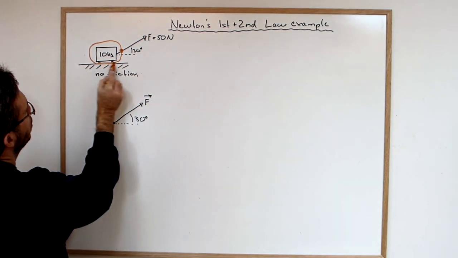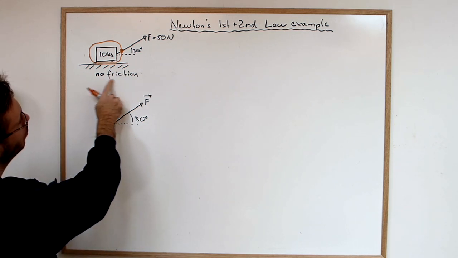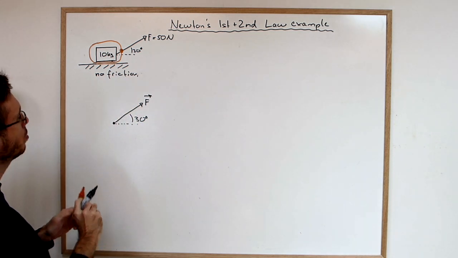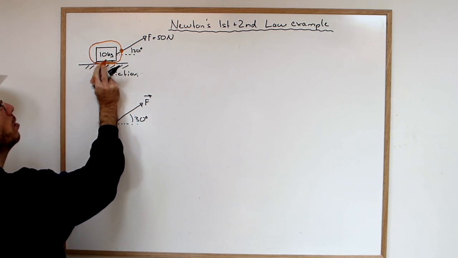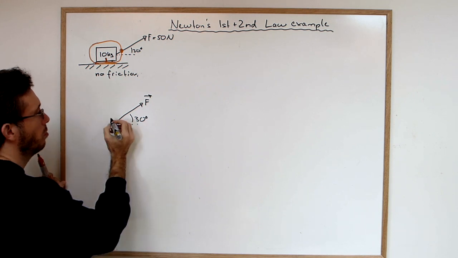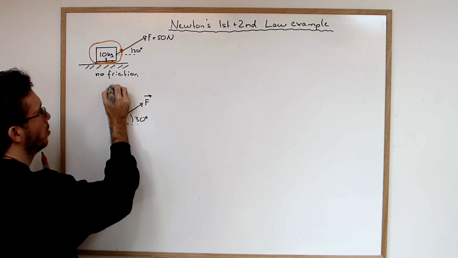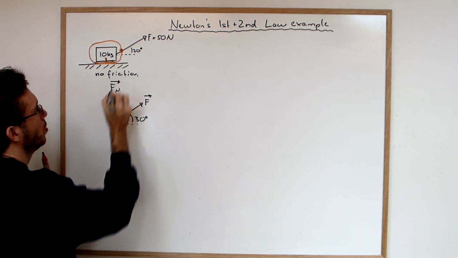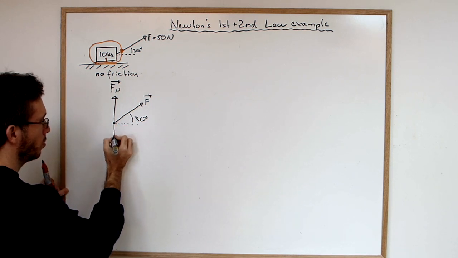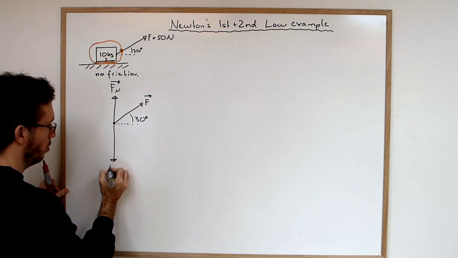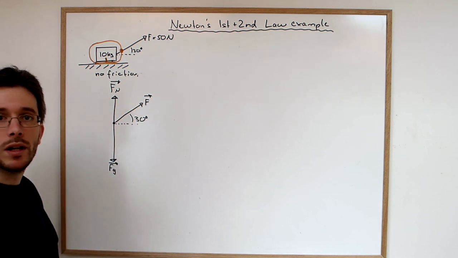Then I was cutting away the surface, which means I will have a force on the friction. Well, friction in this case is zero, so no friction, but we have a normal force always away from the surface towards the object. So my normal force goes up here. And then, as we're on Earth, we have the weight, or the force of gravity, straight down. Fg is straight down. And that's my free body diagram.